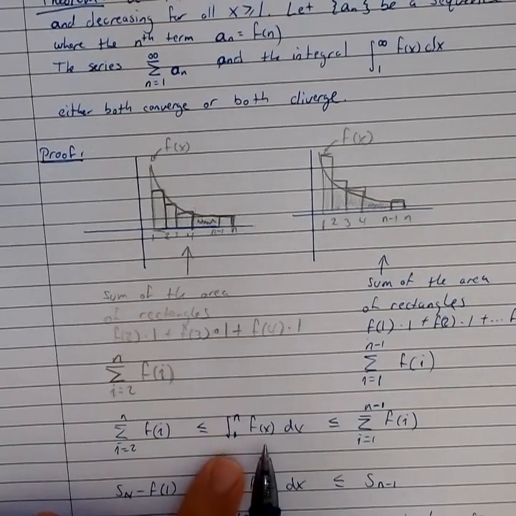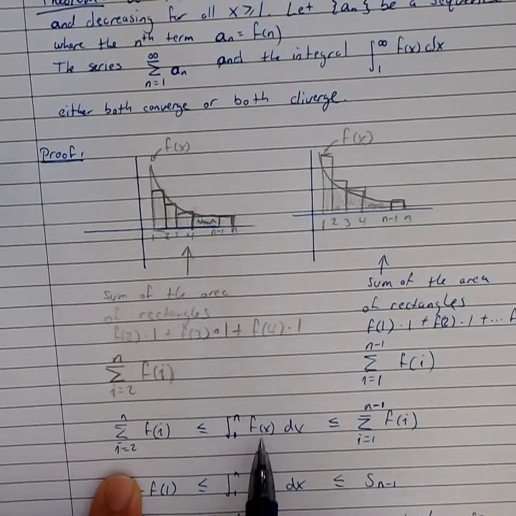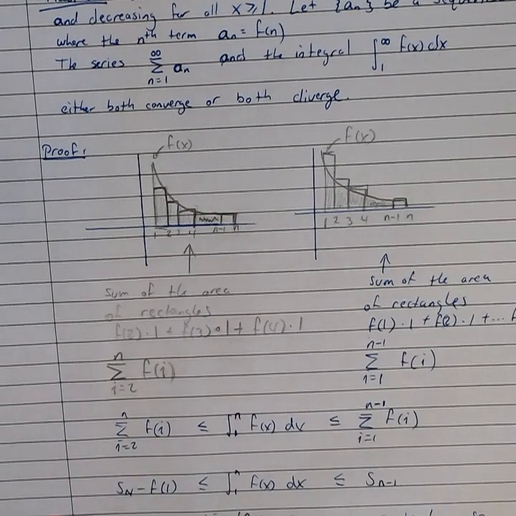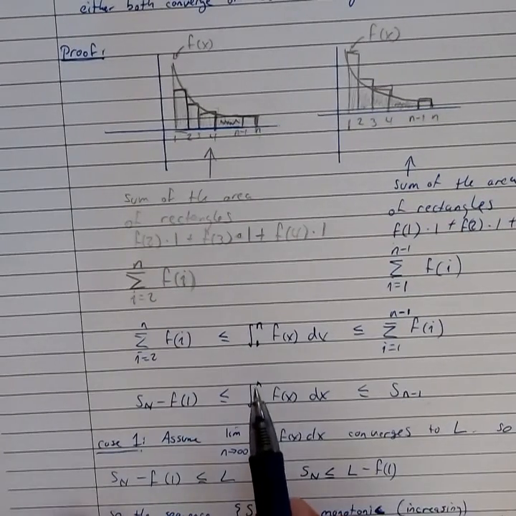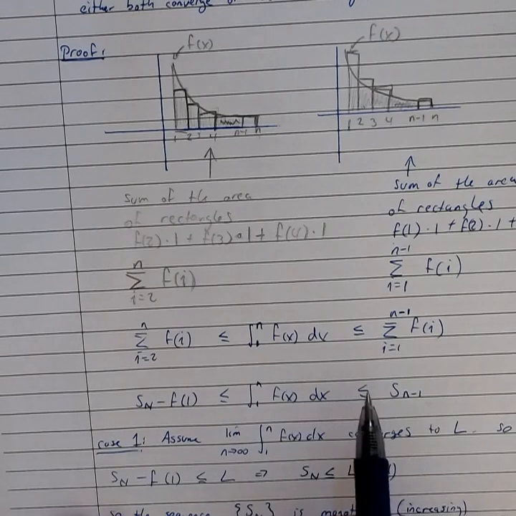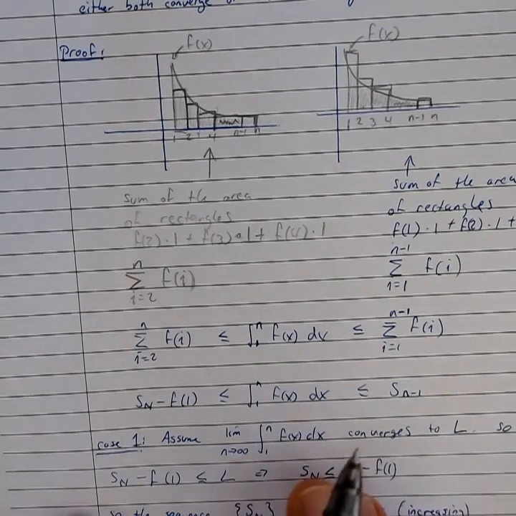And this direction is a bit simpler. We're going to be using the right-hand side of this inequality. Here, we use this one already to show that if this one converges, so does that one. Here, we'll use this other side, which is saying the integral of 1 to n of f of x dx is less than or equal to s sub n minus 1. So case number 2.